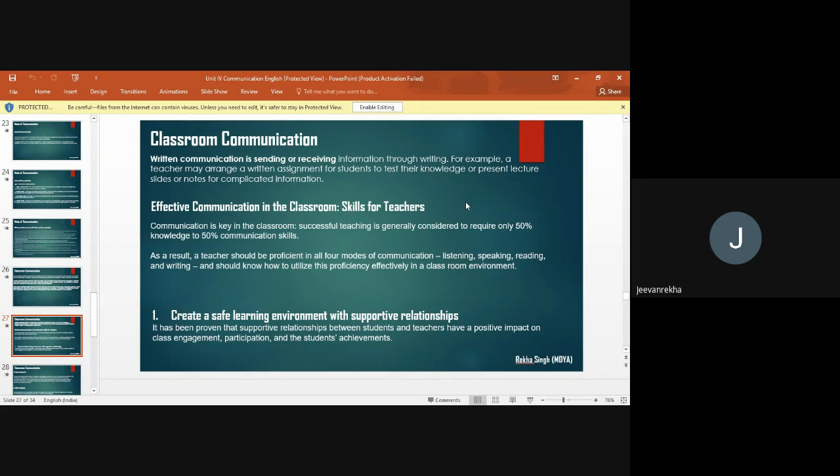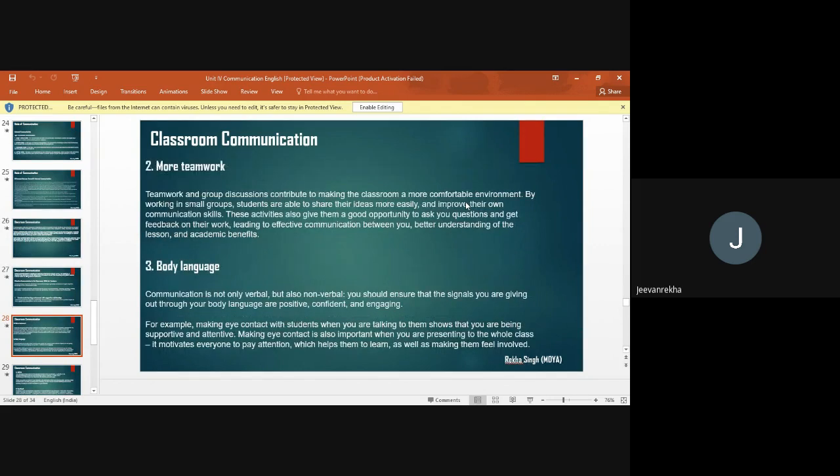Participation and the students' achievement. And a good relationship should also be there between class teacher and students. Second, teamwork and group discussion contribute to making the classroom a more comfortable environment. It's a teacher's responsibility to make a good classroom or teamwork environment. Students should be more comfortable to discuss a particular topic in front of teachers. And this is the teacher's responsibility.